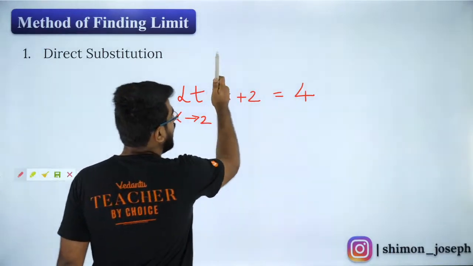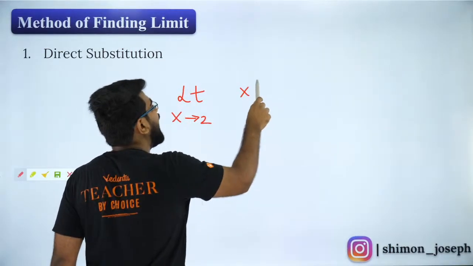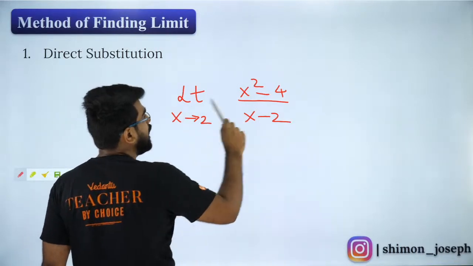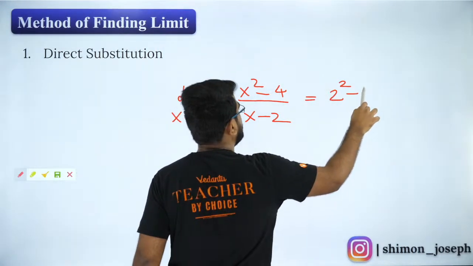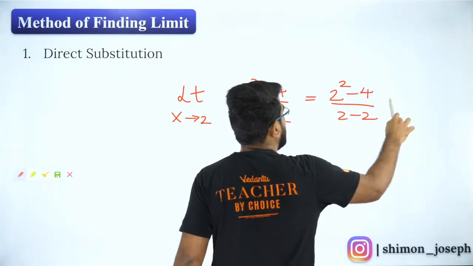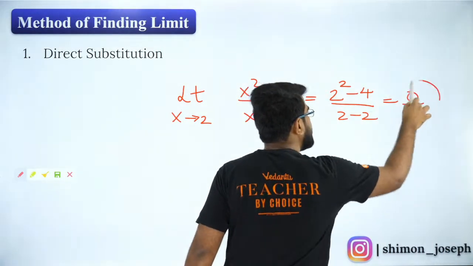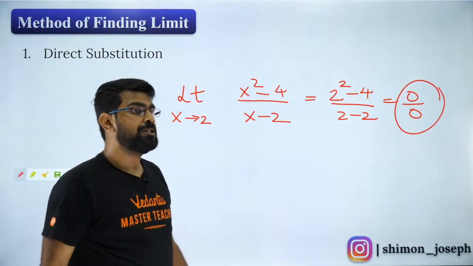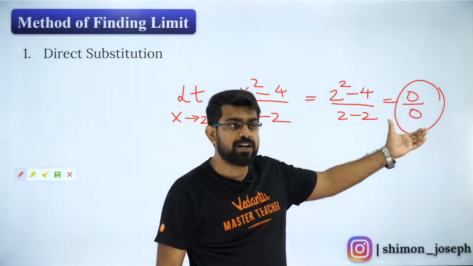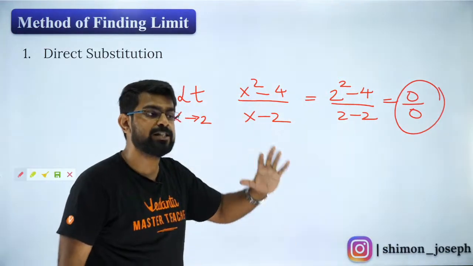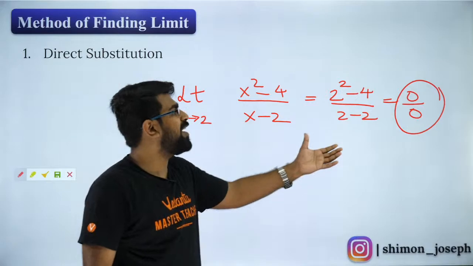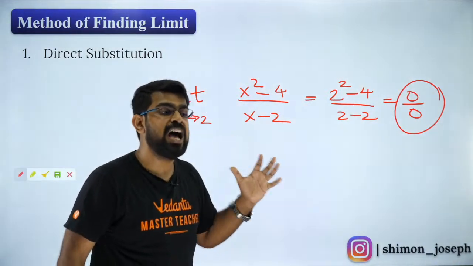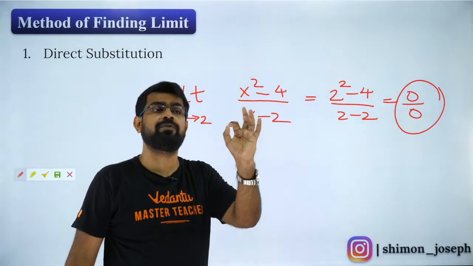This method is not very powerful because what if you have a question like this? Sir, you taught me direct substitution, I will do that only. So I will put 2 square minus 4, then 2 minus 2. I'll get 0 by 0, sir. So what is this? That is a problem, my dear students. I hope you are all clear with it. Whenever you encounter the 0 by 0 form, that is what we call an indeterminate form.